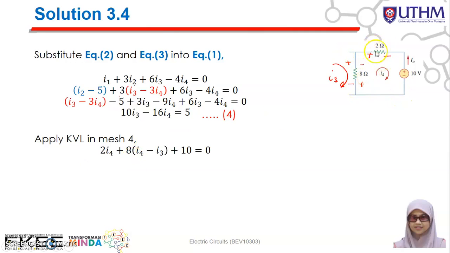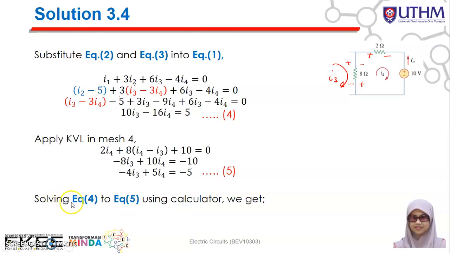So from this point, we have to multiply with I4 plus 10. Here you have plus 10. And then plus 8 ohm multiplied with I4 minus I3, equal to 0. And then after that, we can further simplify the equation so that you have negative 8I3 plus 2 plus 8 is 10, so plus 10I4 equal to negative 10. And then we can further simplify the equation by dividing the equation by 2. So you have negative 4I3 plus 5I4 equal to negative 5. So this is considered as the equation number 5.